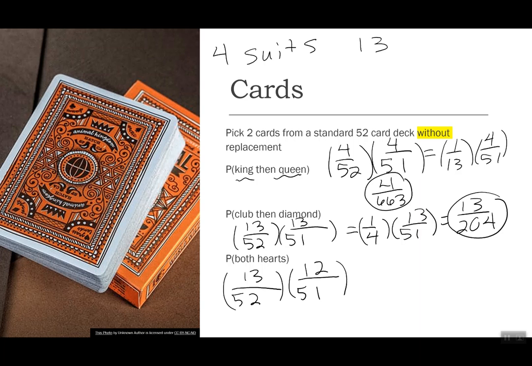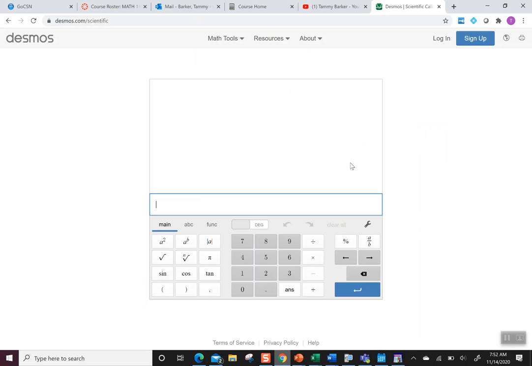This one I think would be a good one to go over and see how I could put this into maybe Desmos, because I do like you to see the different ways that we can do simplifying for fractions. Right. So here we are in Desmos, and I'm going to put those 2 fractions in. So remember, we started with 13 over 52. And then I'm going to multiply by 12 over 51.